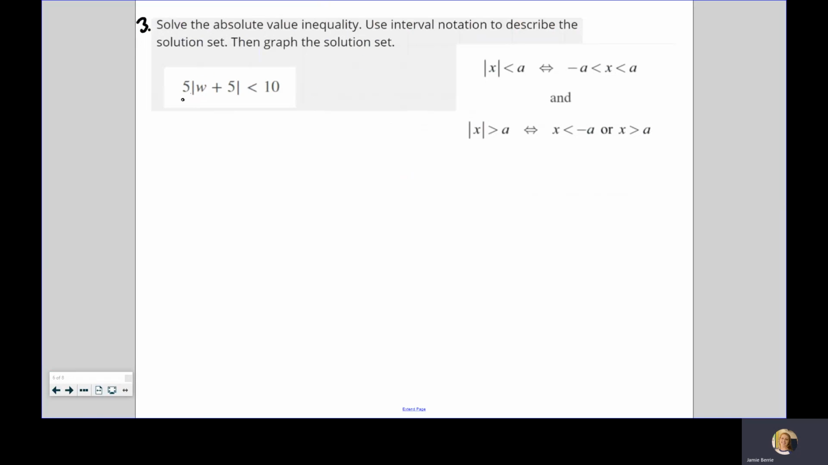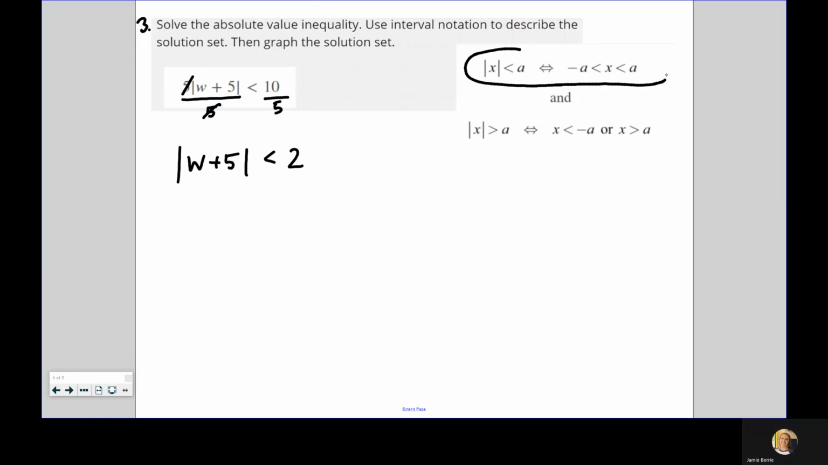Right now we're multiplying by 5, so let's divide both sides by 5 to get rid of it. So we have absolute value of w plus 5 is less than 10 divided by 5 is 2. All right, now let's determine which rule we should use. This is a less than problem, so we're going to use the top rule.